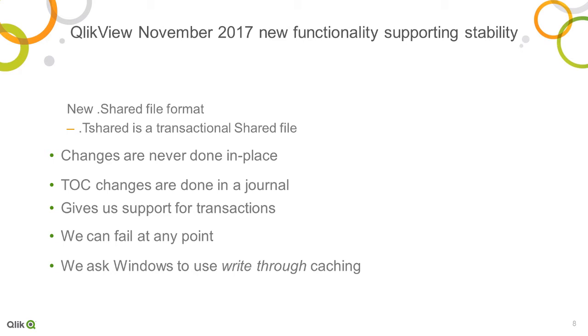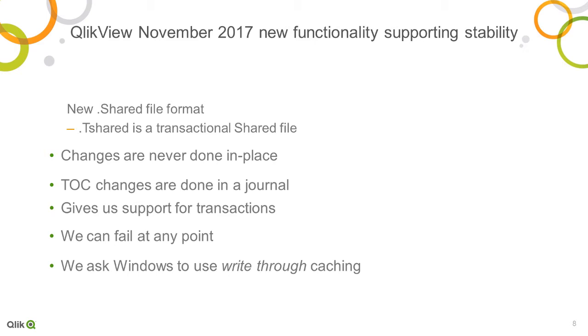So what we're introducing in the QlikView November 2017 release is a new shared file format called Tshirt, which effectively is a transactional shared file. This gives us new functionality that we have been looking for a long time and want to bring to you, because it improves stability and gives us more flexibility in working with the shared files. So, for example, this means that a change is never done in place.